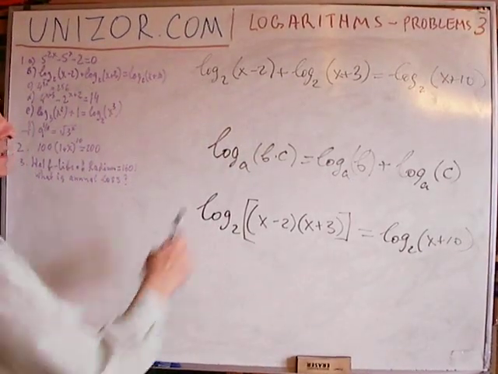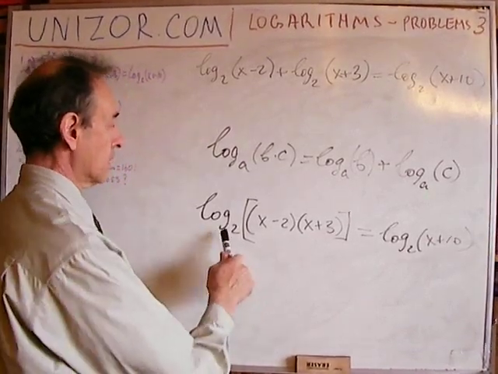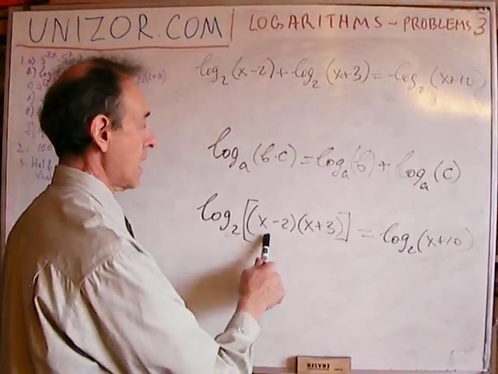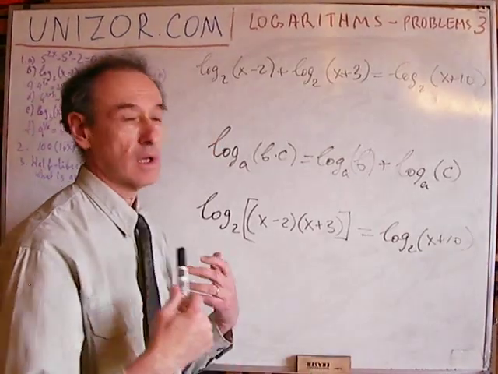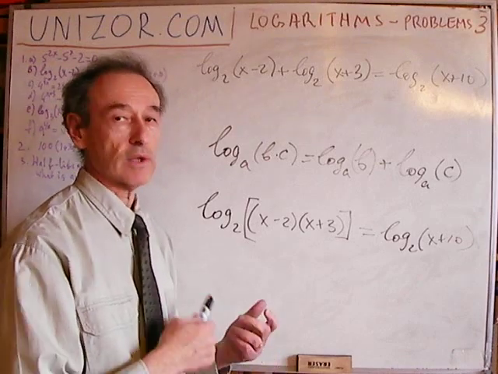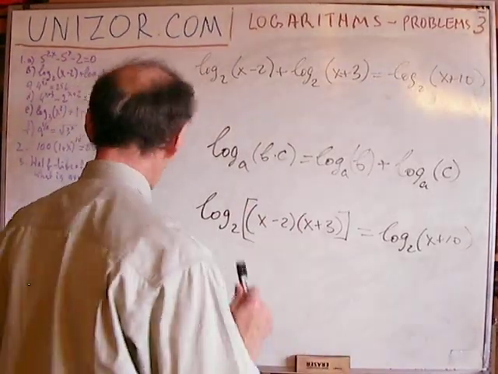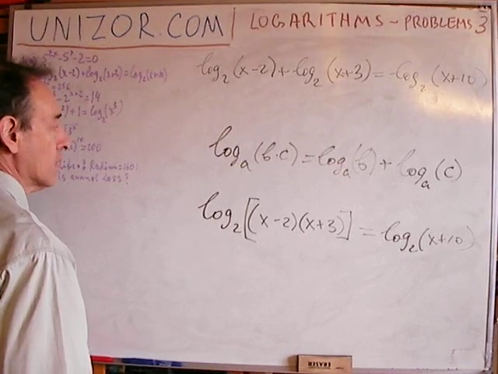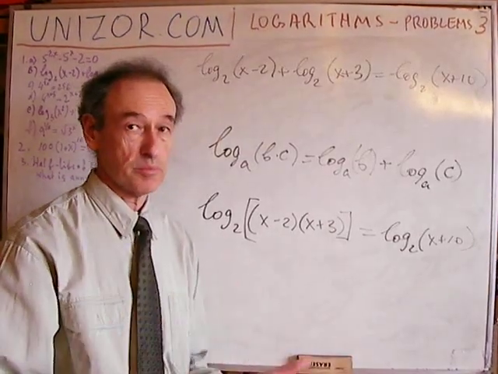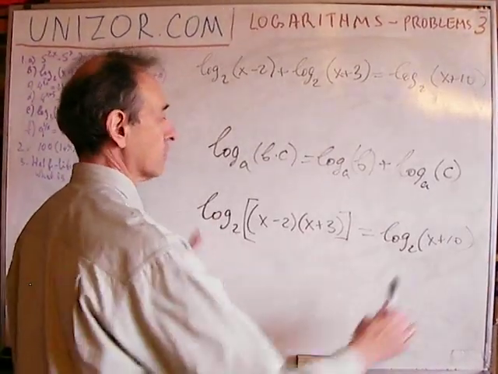Now, is it better than this? Oh, it's much better, obviously. Now, if the logs are equal with the same base, then the expressions under the log are supposed to be equal as well. Because, as you remember, logarithm is a one-to-one correspondence between its domain and its range. So the only thing we have to really be concerned about is that the domain for log is actually only positive numbers. So we have to be very careful when we get rid of the logarithms.